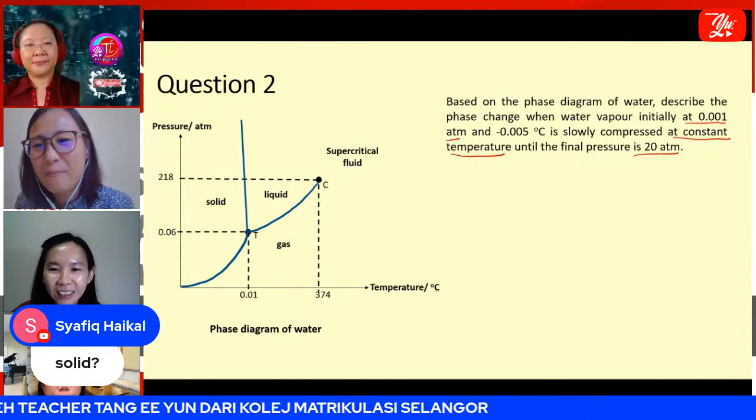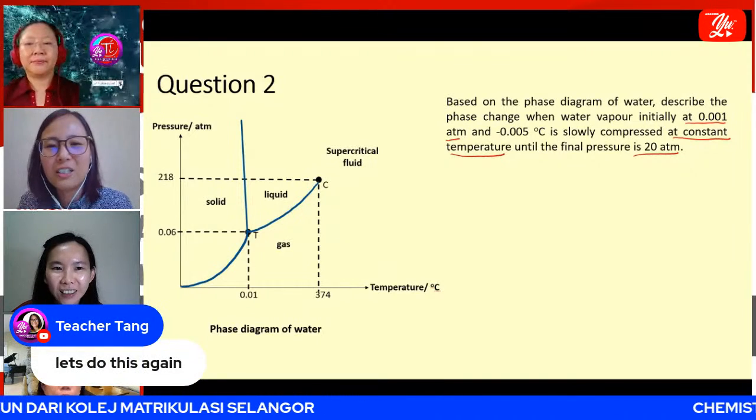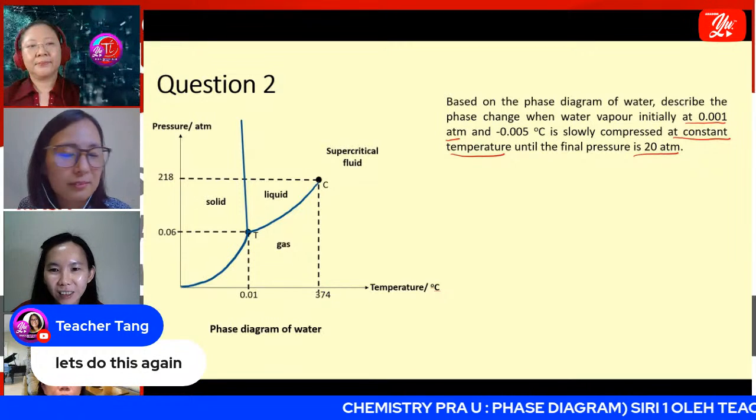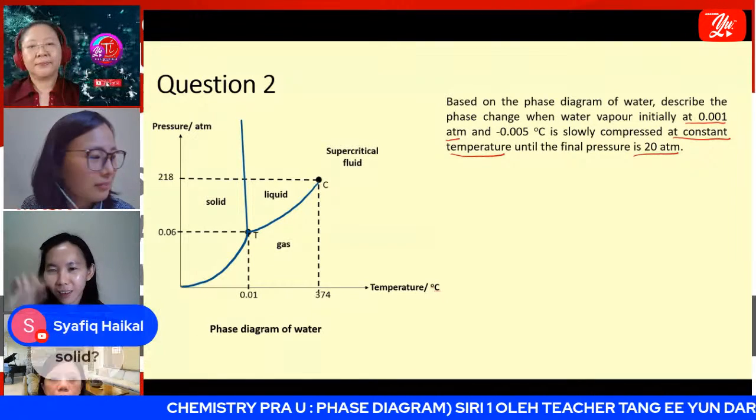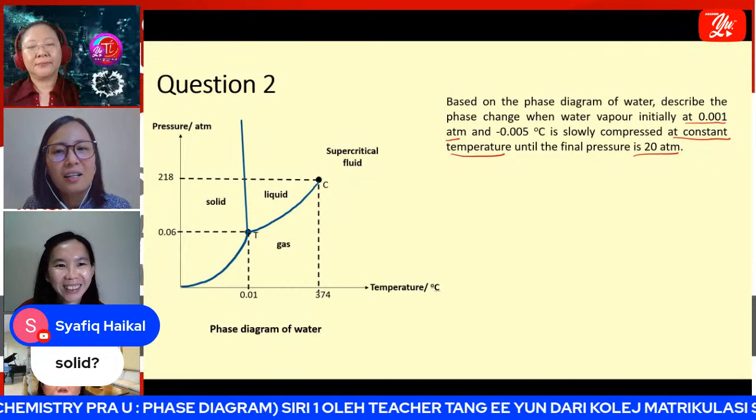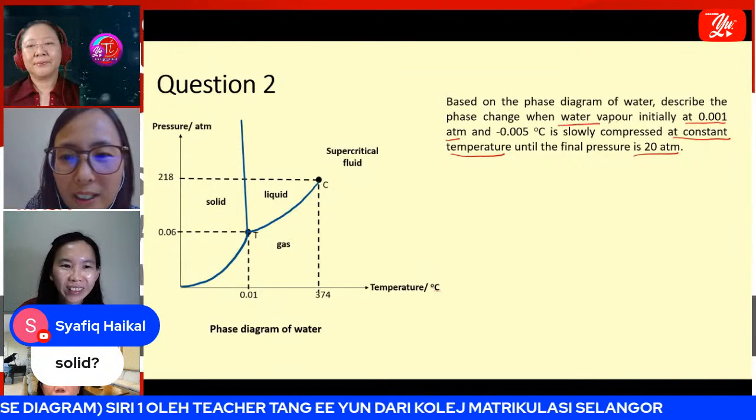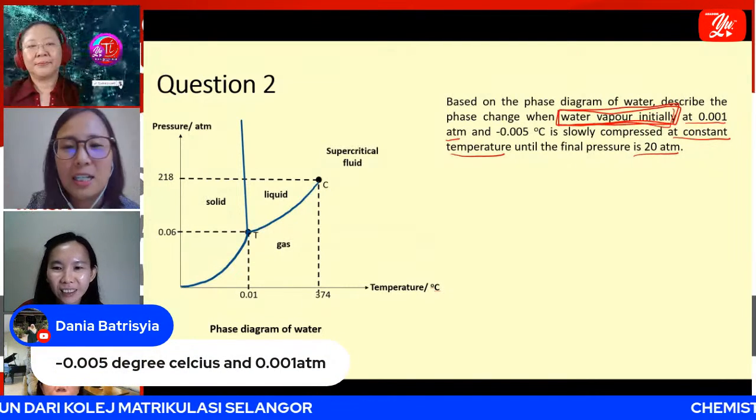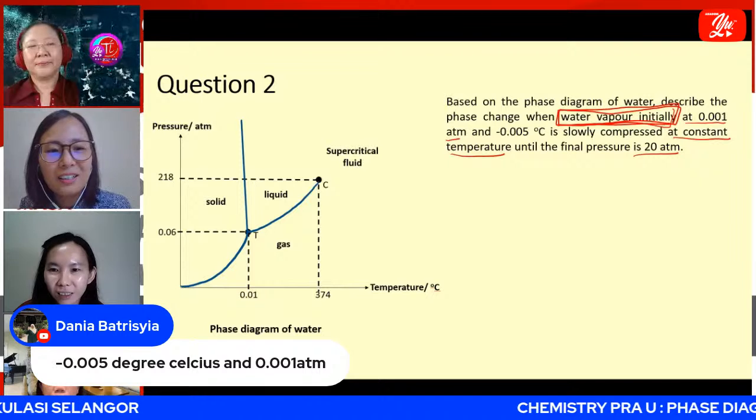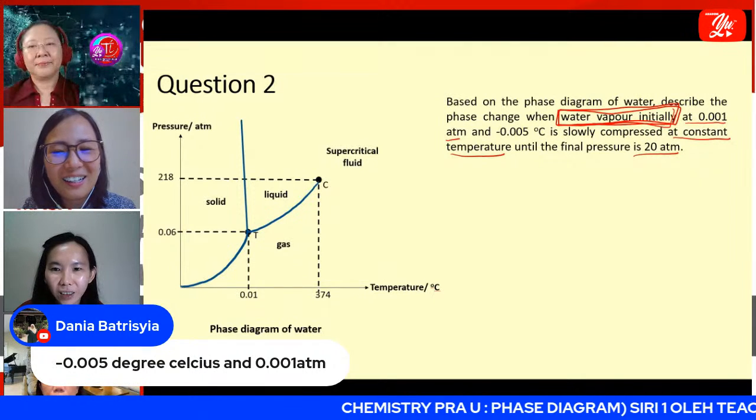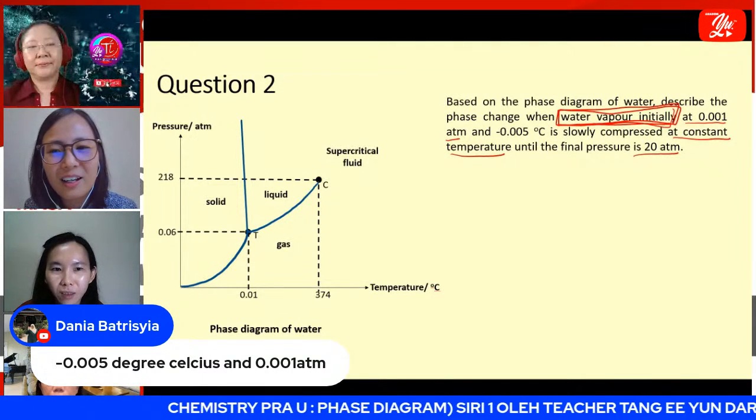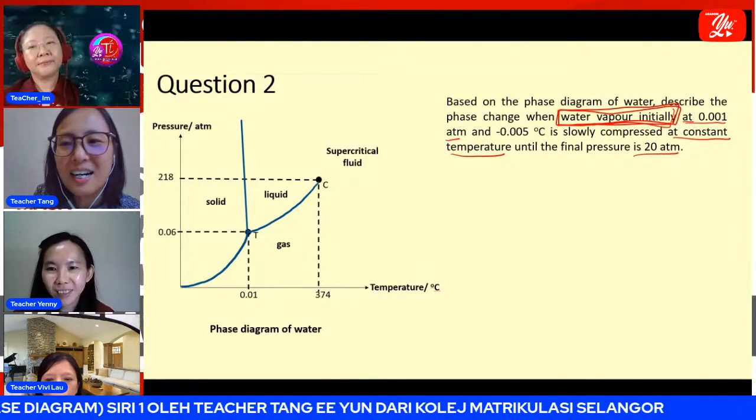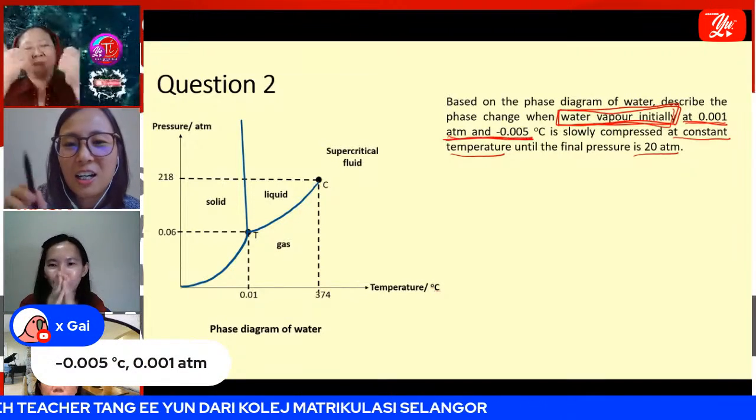Okay, class. What are the initial conditions given in the question? I think Shafiq is asking a question. The question says water vapor initially. Okay, water vapor. Dania answered negative 0.005 degrees Celsius and 0.001 atm. Okay, very good. That is the initial condition.